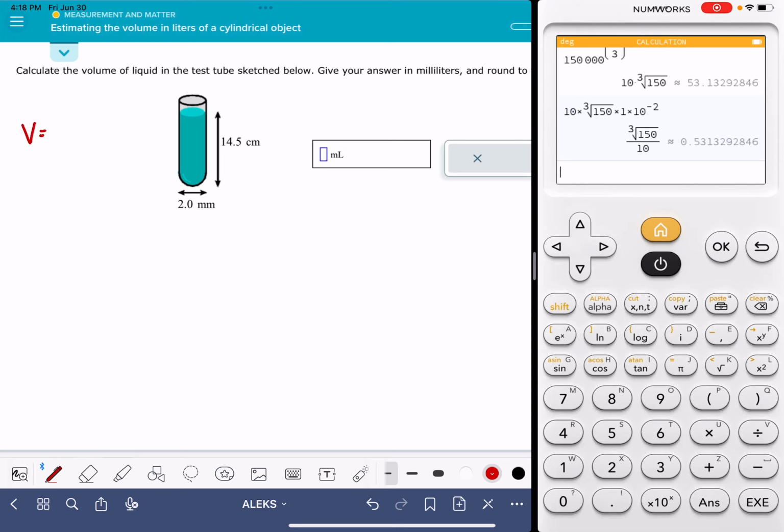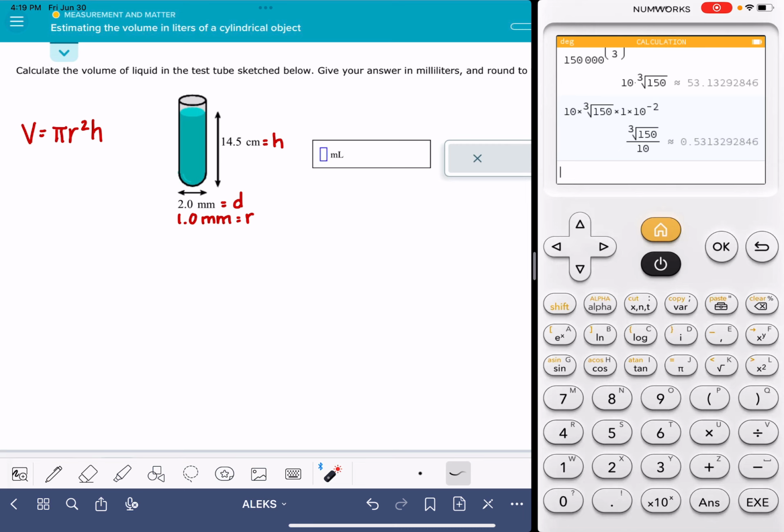The equation that we use to calculate the volume of a cylinder is pi r squared h, where r is the radius and h is the height. We've been provided with the diameter of the object, and that means the radius is 1/2 of that, so our radius is 1.0 millimeters. This 14.5 centimeters is our height.